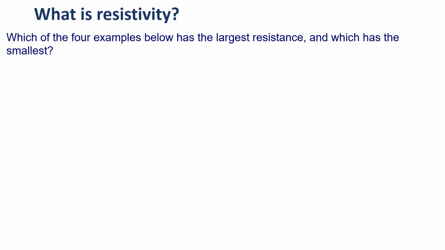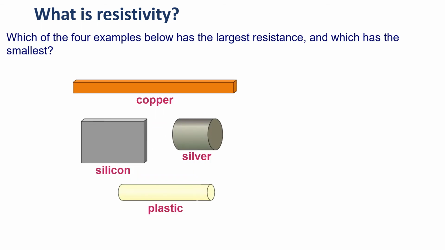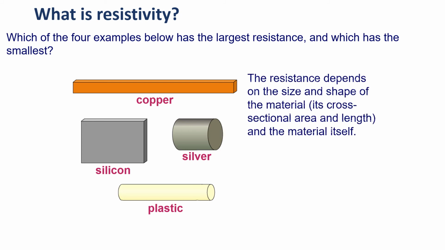Let's start by having a look at some examples. Here are 4 materials: copper, silicon, silver and plastic. So if I was going to ask you which one has the highest resistance, you may say silicon or plastic being the highest, and copper or silver being the lowest, which would be right. But between the copper and silver, which one has the largest and smallest resistance? Well, it actually depends on the size as well. So the silver one there, being a bit shorter and a bit wider, is likely to have a lower resistance.